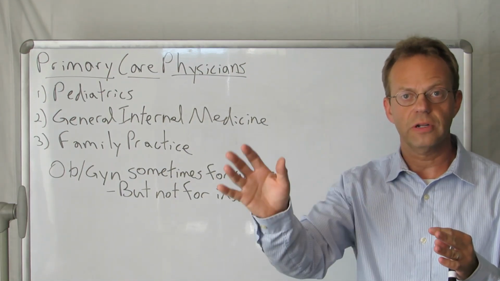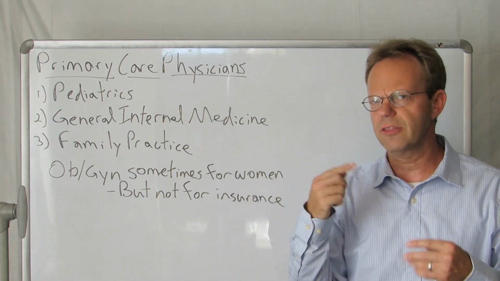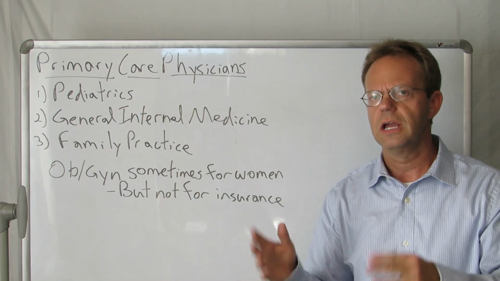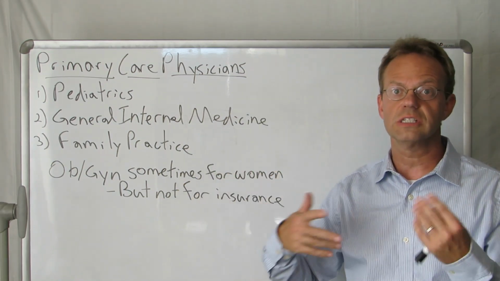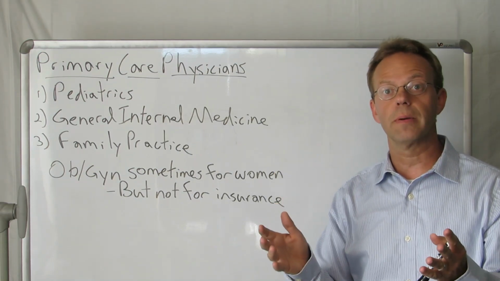So a woman goes to her OBGYN and they say, okay, it's going to be a $50 copay. They're like, but wait a minute, I thought you were my primary care doctor. My primary care copays are only $25. And for insurance purposes, OBGYNs are almost always considered specialists, and so people then have to pay their specialist copay. And that's what I wanted to share about primary care physicians.